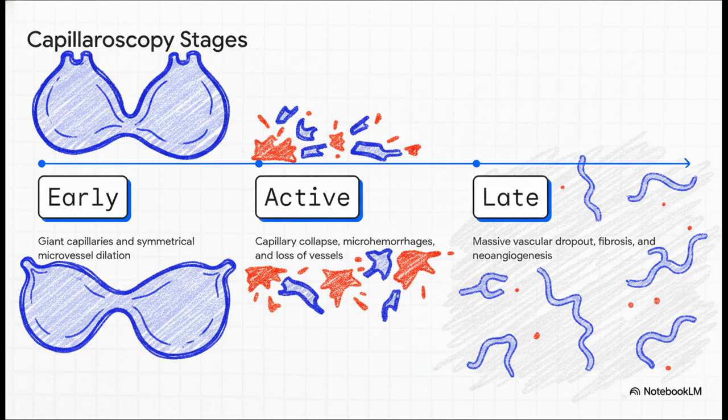Finally, we hit the late stage. Here, we witness massive vascular dropout, also known as rarefaction. The normal vessels are just gone. They've been replaced by fibrotic scarring, with only a handful of chaotic, disorganized new vessels desperately trying to survive. This tiny damage perfectly mirrors the much larger ischemic damage happening inside the internal organs.